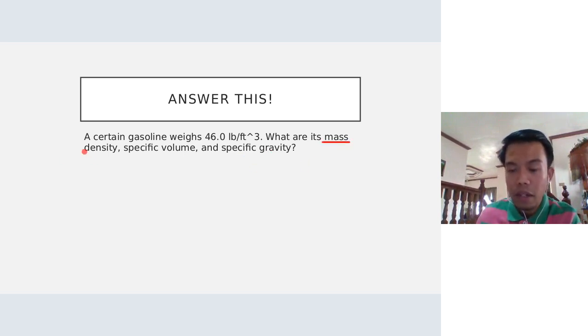Kailangan tama. Ang hinahanap, mass density, specific volume, tsaka specific gravity.